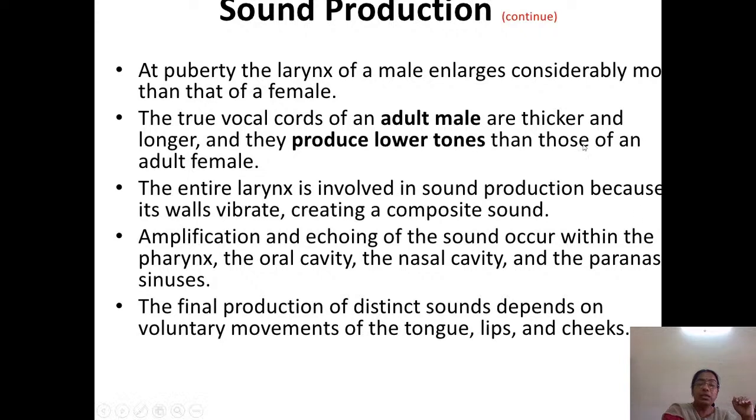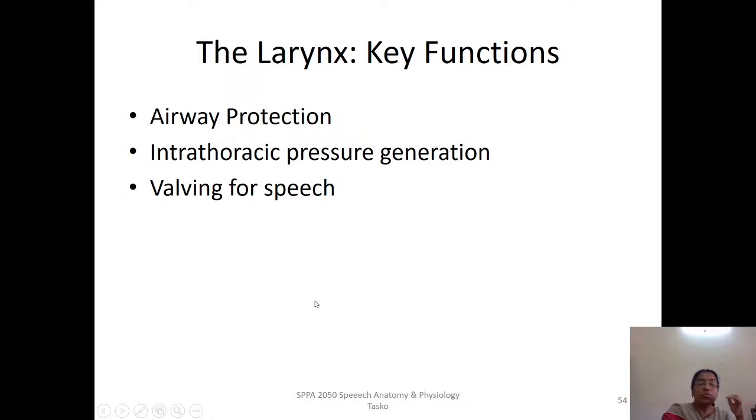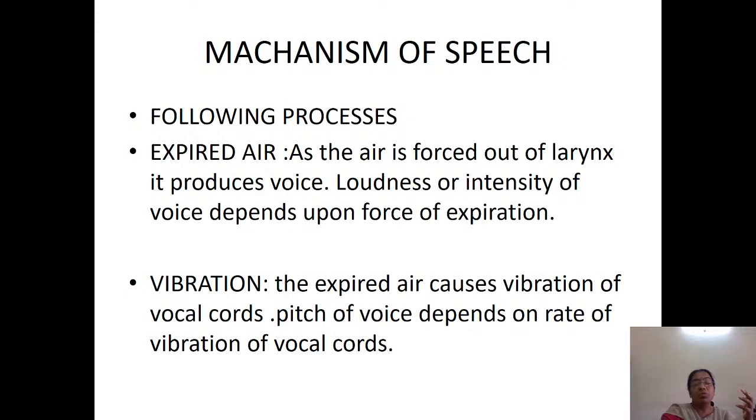Next, along with the sound, there is also some echoing. That echoing of the sound is not only by means of the larynx, there are also some other organs which aid it, that is the oral cavity, nasal cavity and the paranasal sinuses, which are helpful for the echoing of the sound.